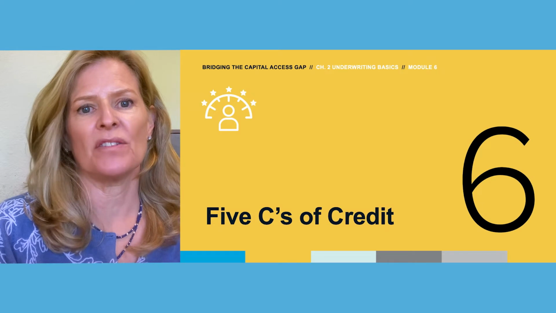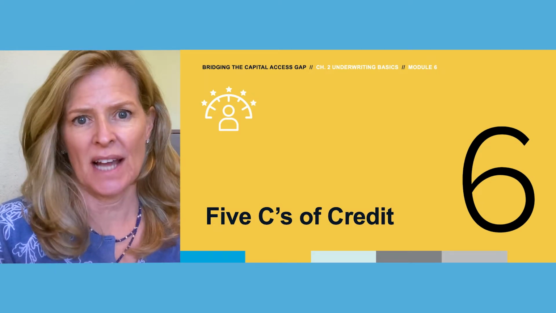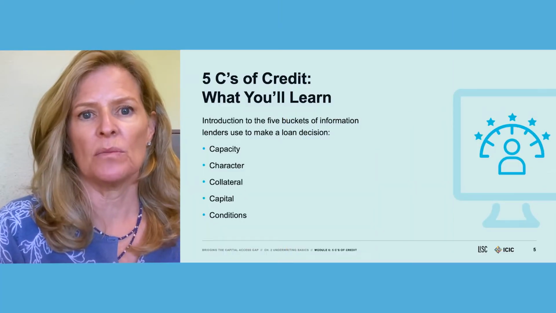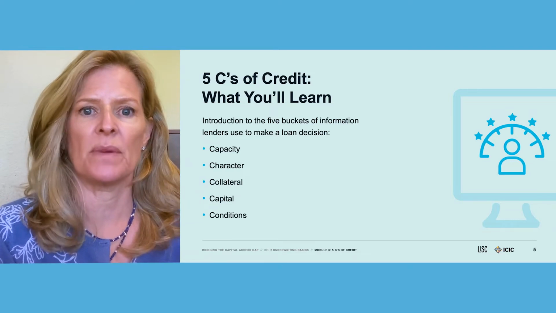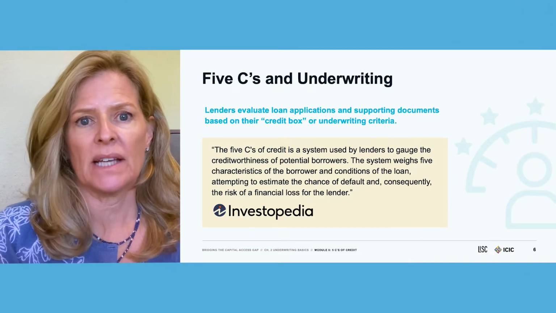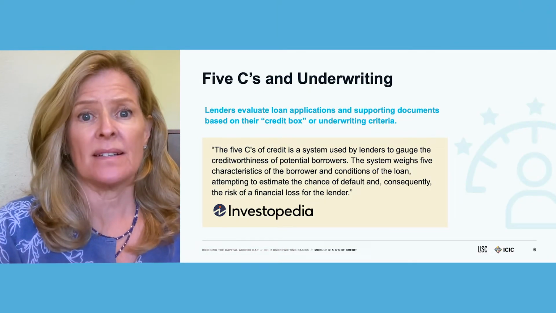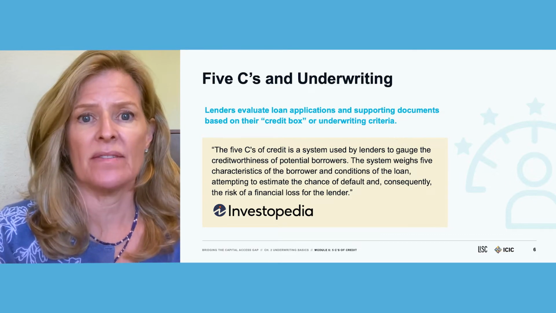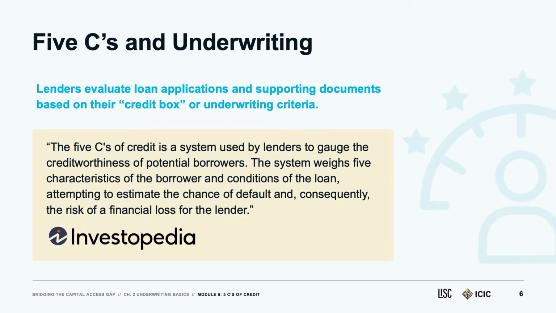Welcome to the 5 C's of Credit, the second module in this chapter. In this module, we'll go into a little more detail on the 5 buckets of information that lenders use to make a decision. Lenders evaluate loan applications based on their credit box, and that credit box includes the 5 C's. It's a system used by lenders to gauge creditworthiness of potential borrowers. The system weighs 5 characteristics of the borrower and conditions of the loan, attempting to estimate the chance of default and consequently the risk of a financial loss to the lender.